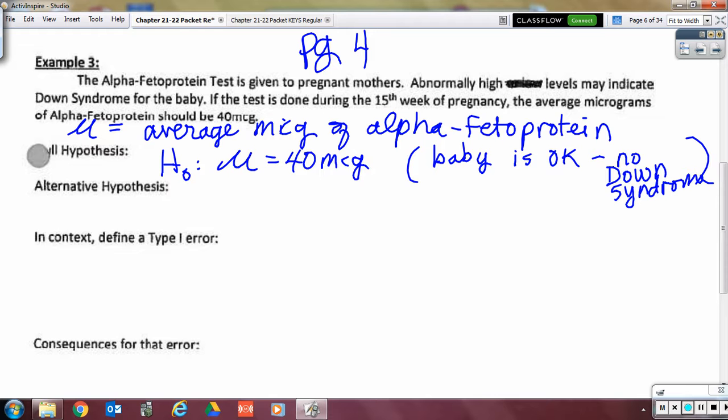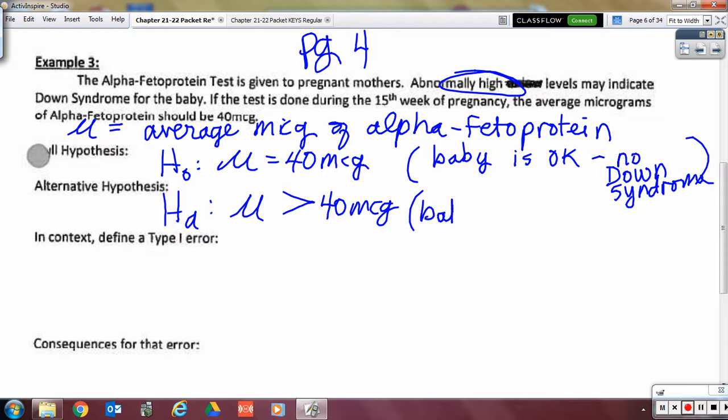Okay. What's the alternative hypothesis? Mu is greater than 40 micrograms, and it's because it says if there is an abnormally high amount of alpha-fetoprotein, then that may indicate Down syndrome for the baby. So if we say the alternative is true, what does that mean? That the baby is not okay. The baby may have Down syndrome.